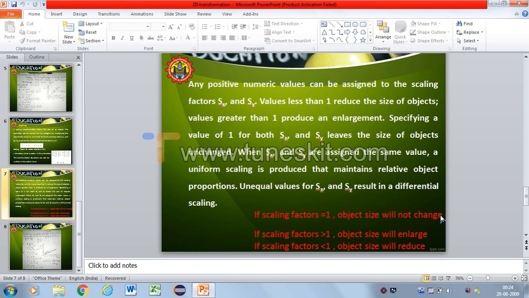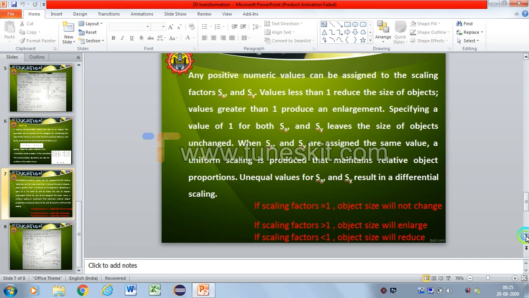So when sx and sy are assigned the same value, you can say it's a uniform scaling. And if we have given unequal values to sx and sy, it results in a differential scaling. So class, you can keep these three factors in your mind. When scaling factors are greater than 1, the object will be enlarged. When scaling factors are less than 1, the object size will be reduced. If scaling factors are equal to 1, your object size will not be changed.